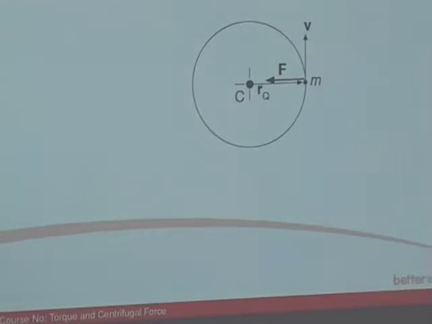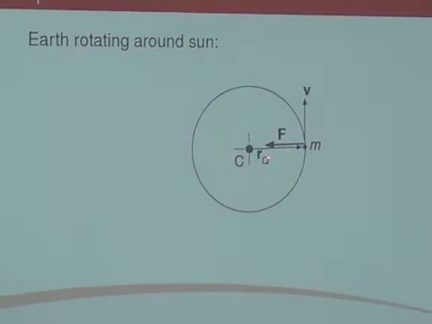Now, let's take an example. We've got the Earth rotating around the Sun. So here's the Sun at point C. That should really be RC, not RQ. Apologies. And that M there is the Earth. So this is the Earth rotating around the Sun, and it's rotating with a linear tangential velocity v. What's the torque being created?